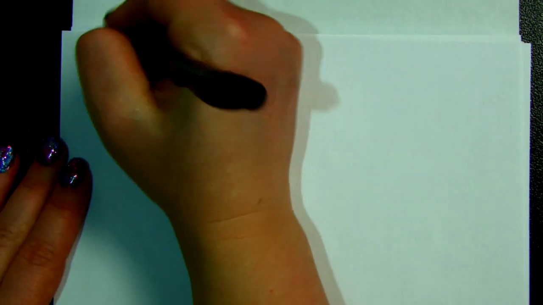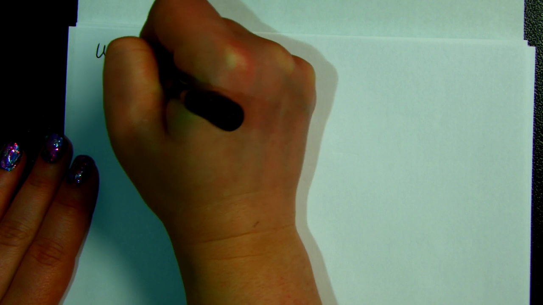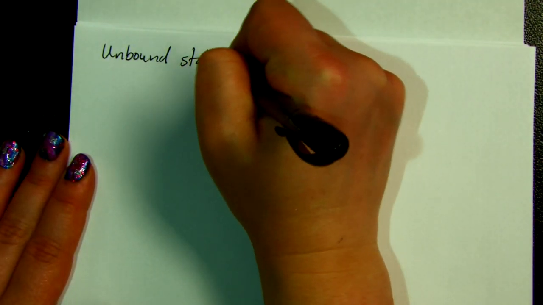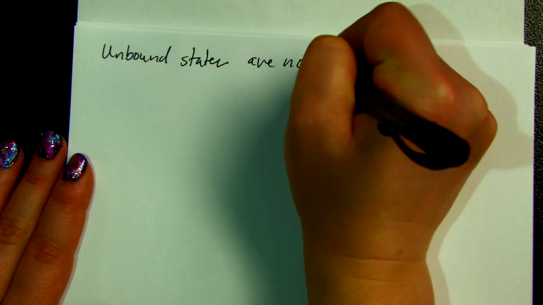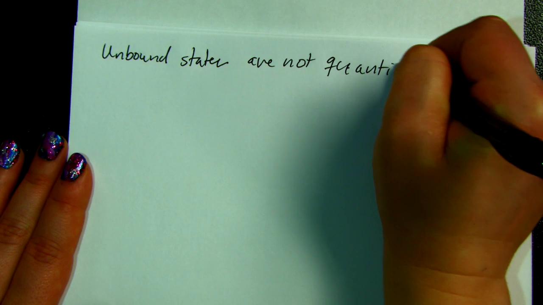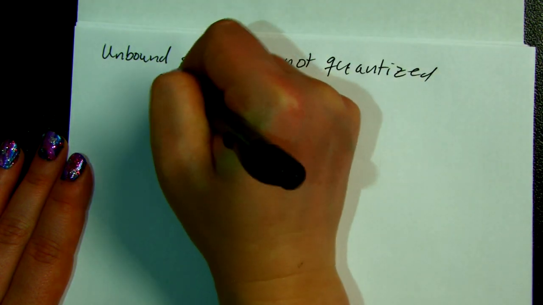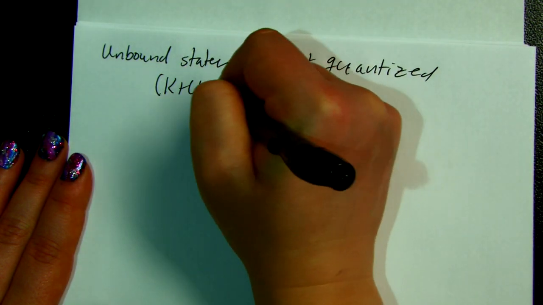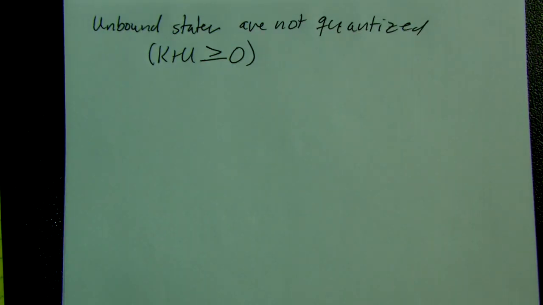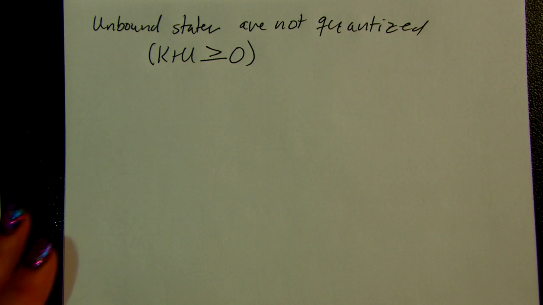Now, if the electron is free of an atom, unbound states are not quantized. It can have whatever it wants in terms of energy. And then you can think about that more in terms of a classical sense. So in this case, K plus U is greater than or equal to 0. If it's less than 0, it's bound. It is with the atom and has only allowed states.